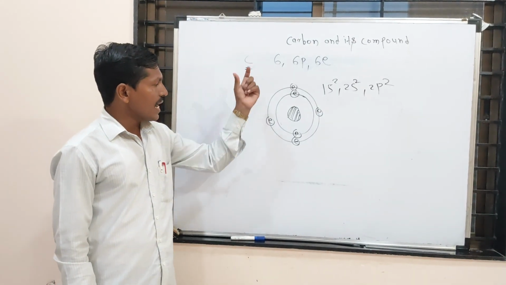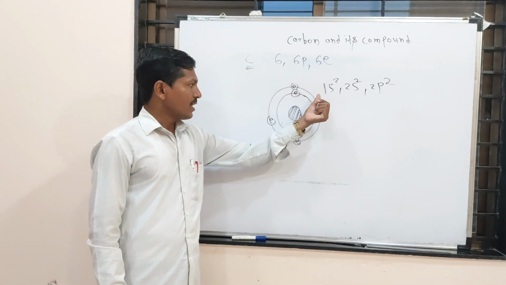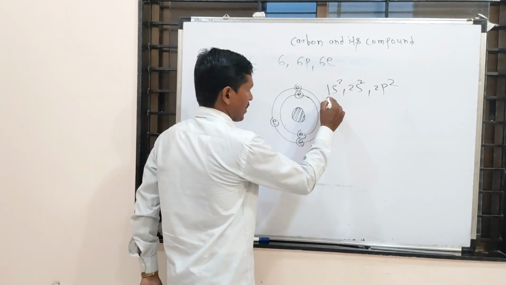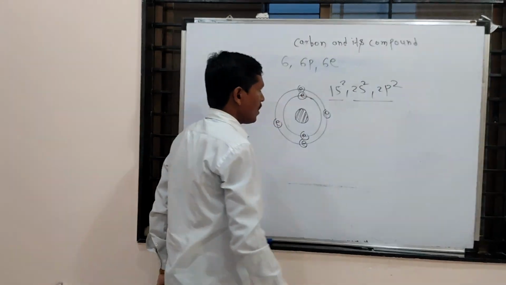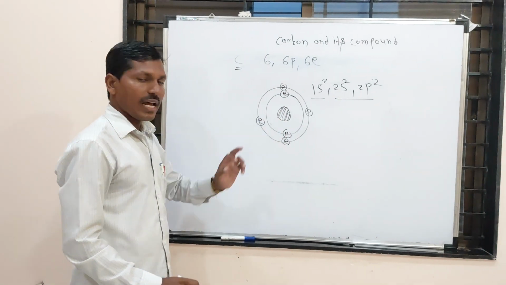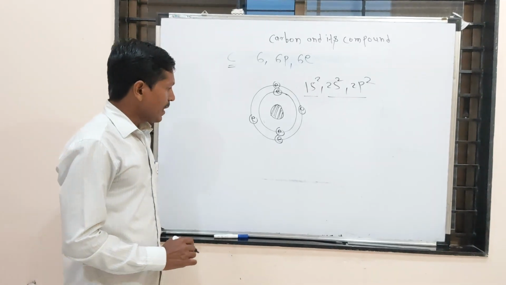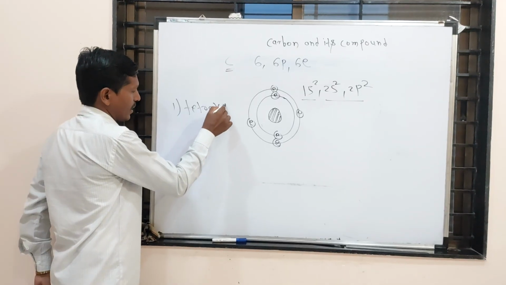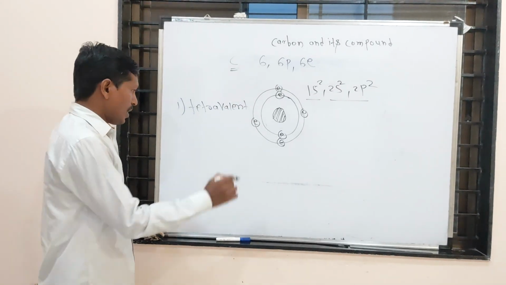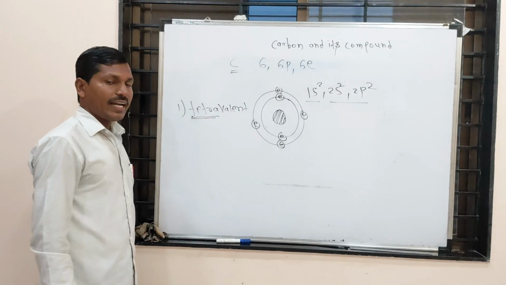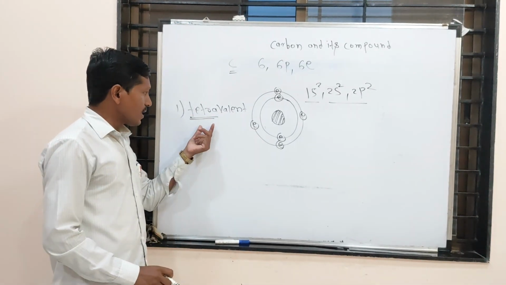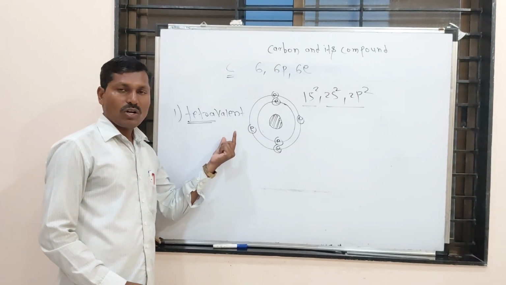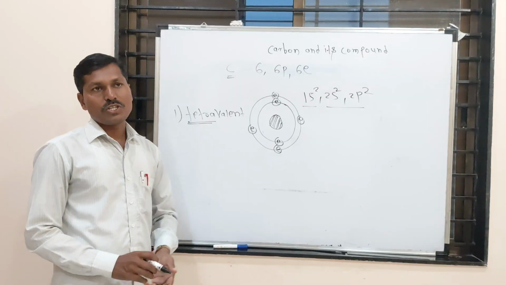Now you see, what is the electronic configuration of the carbon atom? That is 1s2, 2s2, 2p2. Here you see two shells are there. The last shell contains 4 electrons. So it is called tetravalent in nature. Tetra means 4. Why is the name given as tetra? Because in carbon, the last shell contains 4 electrons. So it is called tetravalent in nature.